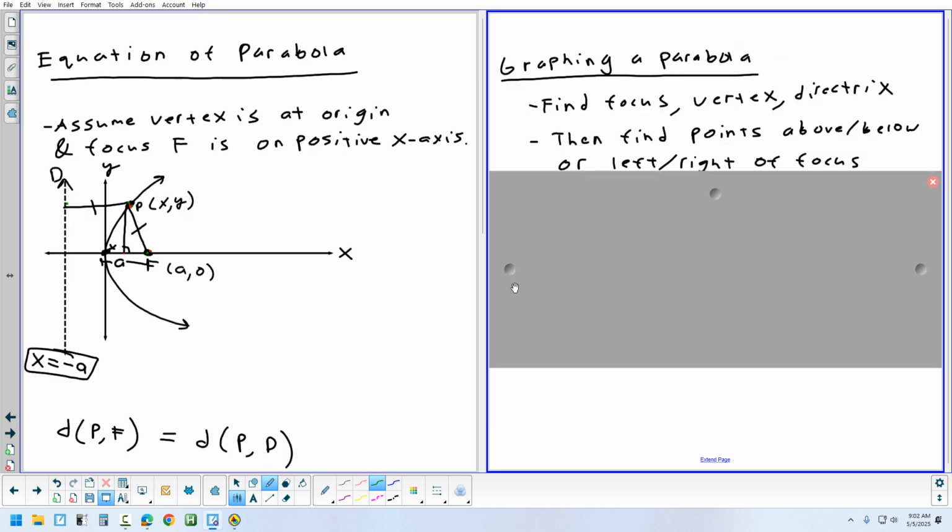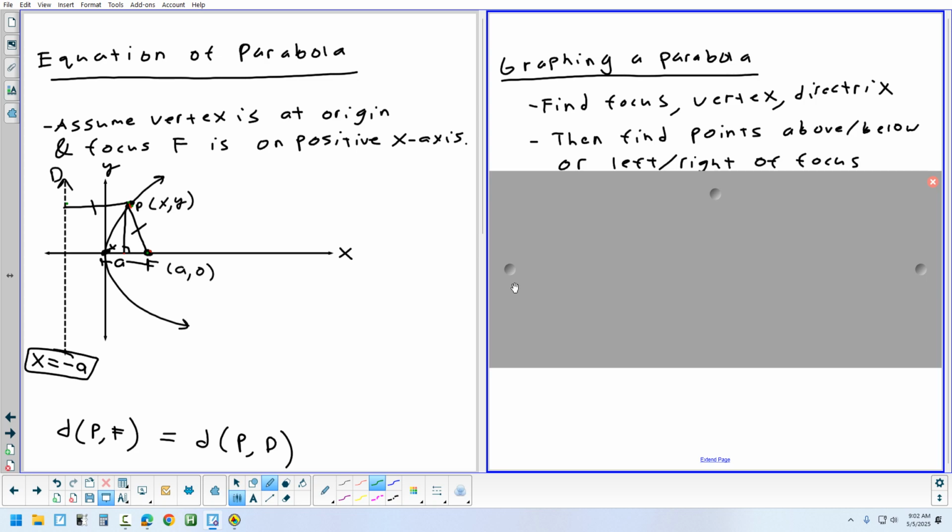All right, so how do we graph a parabola? Well, we need probably about 3 points. One point that's important to find is the vertex, because that tells you either the minimum or the maximum, if it's opening up or down, or how far left or right it goes. So you always want to find the vertex.